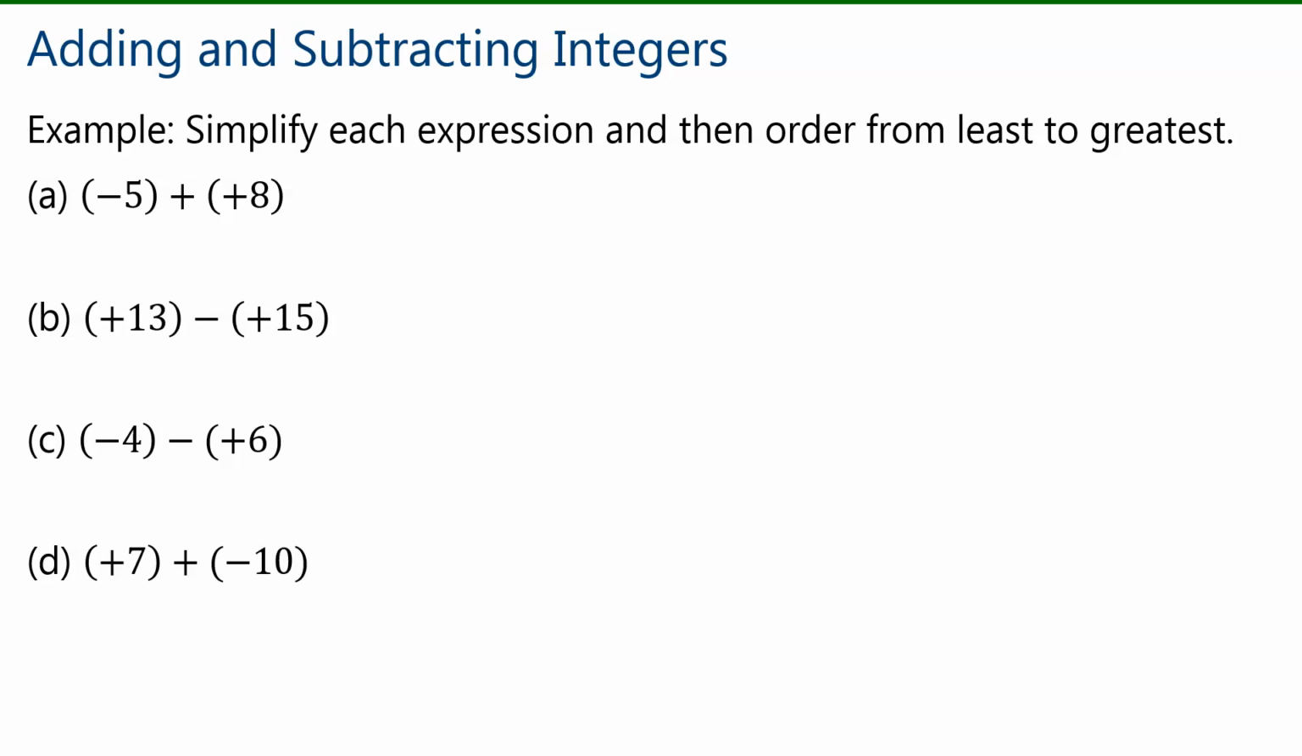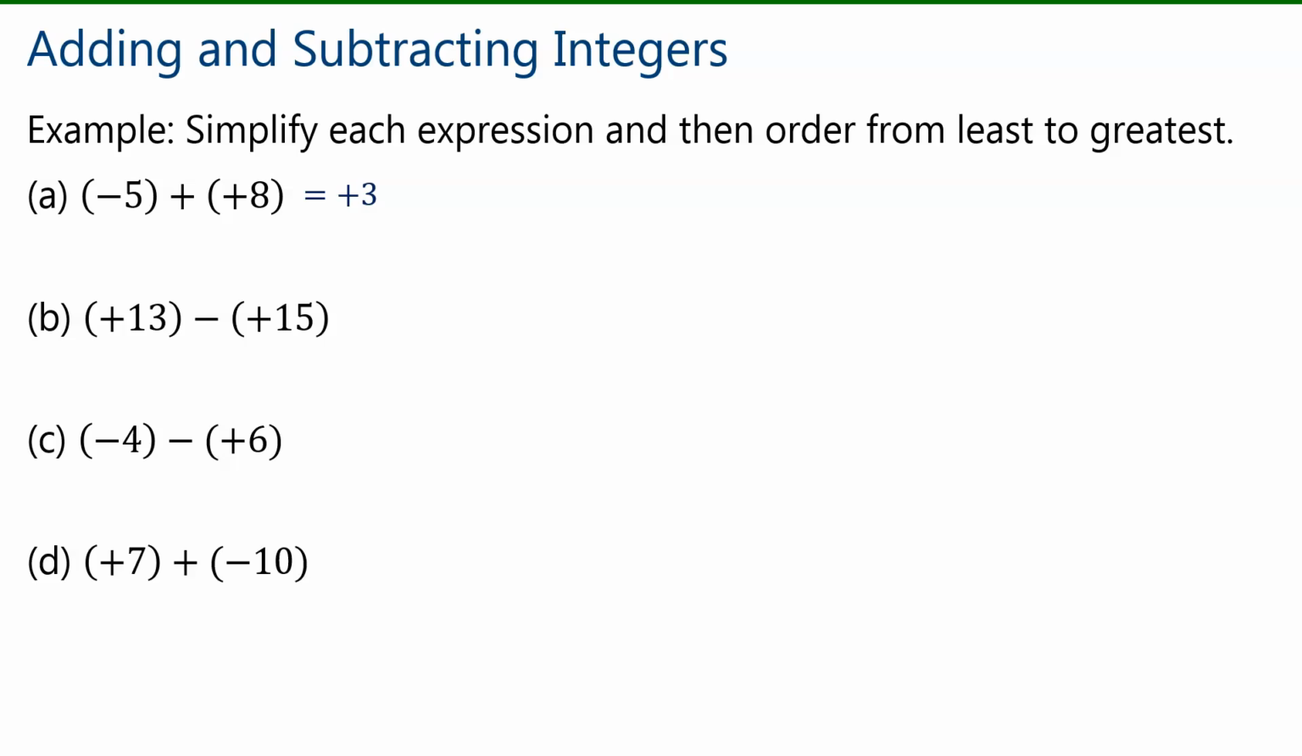So in A, we are adding a positive and a negative. So to do this, we subtract, and then we determine if there's more positives or negatives. So 8 subtract 5 is 3. And I see that there's 8 positives and 5 negatives, so that gives me positive 3.